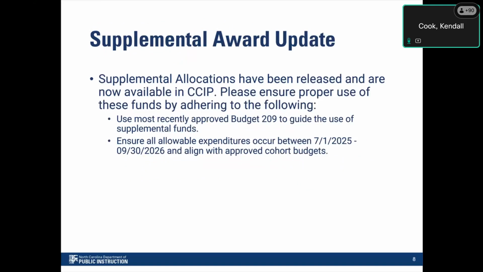By now, hopefully you received a notification. NCCIP supplemental applications have been released and are now available. Remember to use your most recently approved budget 209 that was submitted and approved by your fiscal monitor and CCIP. Ensure that expenditures do occur between July 1st and September 30th so it can align with the supplemental award. So again, if you have any questions regarding that, feel free to reach out to us or your fiscal monitor.